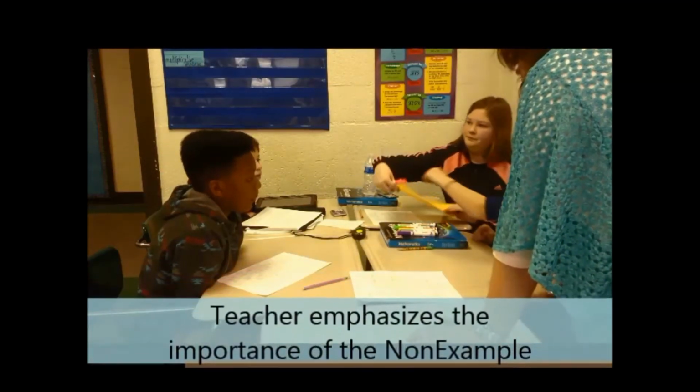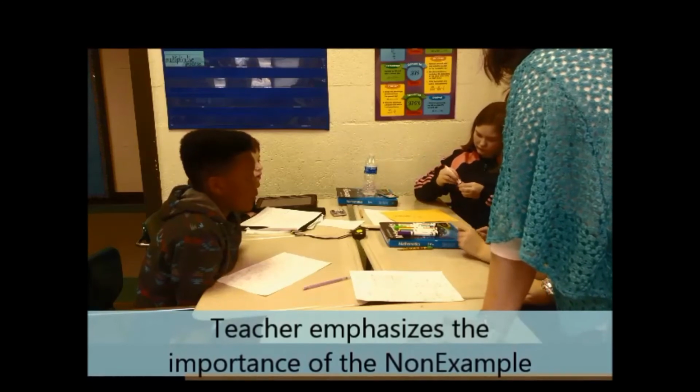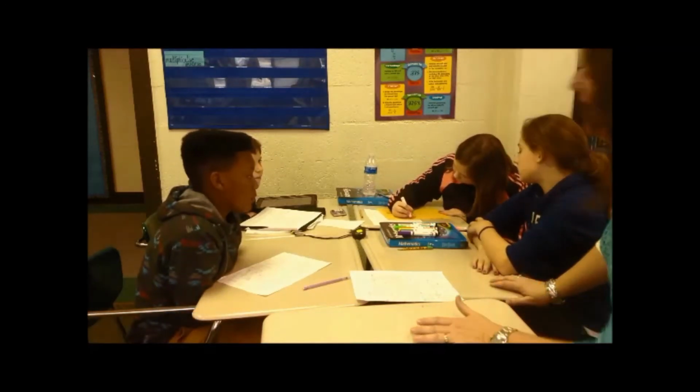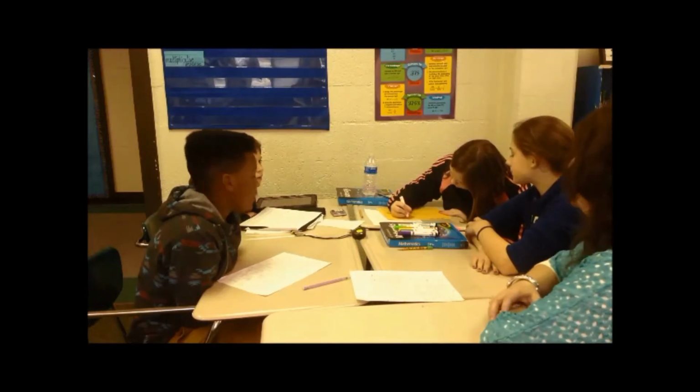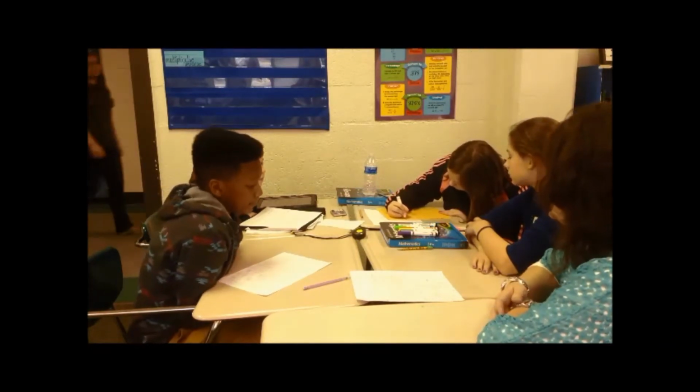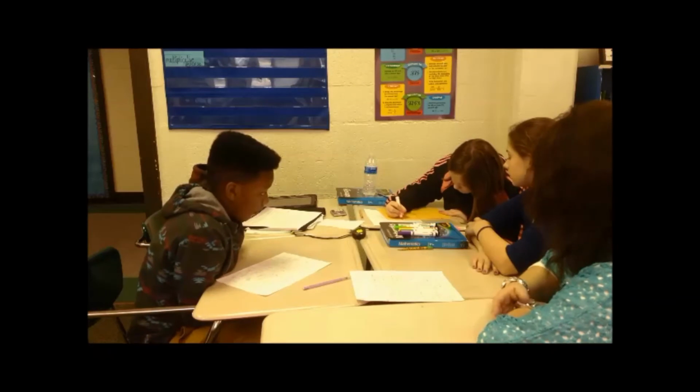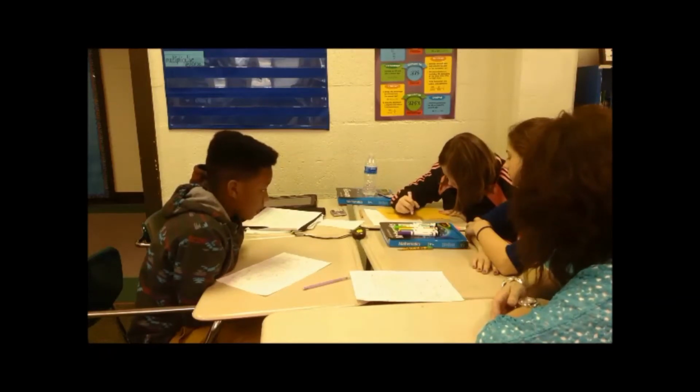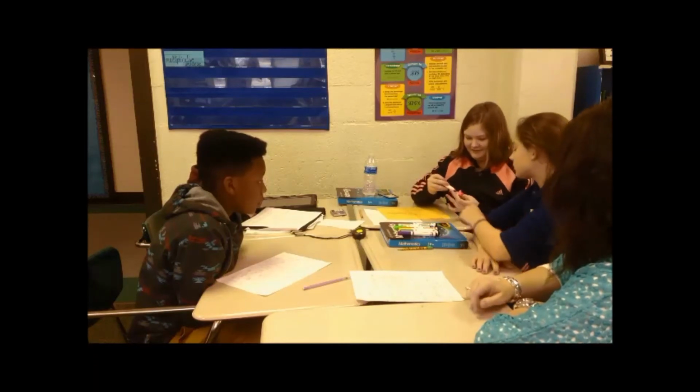What have we been talking about on our Frayer model that's important to show on our non-example? Why it's bad. Should it look like, at first glance, it's good potentially? Yeah, a good, bad example. We've been focusing on that. So on your example, you have to be very exact, but just as exact on your non-example.